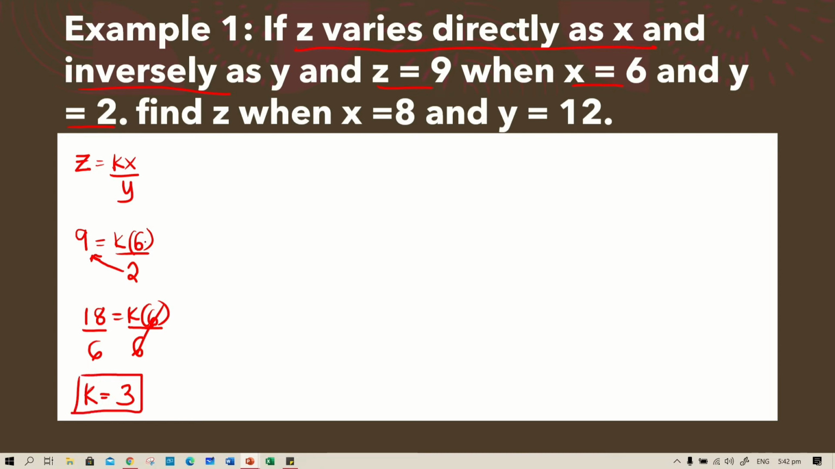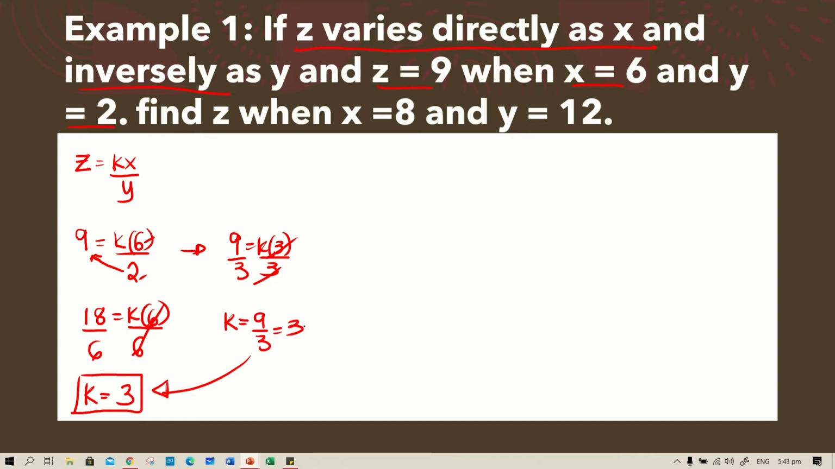Alternatively, notice that 6 and 2 here, we can also simplify this. So 6 divided by 2, that is equal to 3. Okay? So I'll just show you the other solution. So 9 is equal to k multiplied to 3. Then we divide both sides of the equation by 3. Then we have the same answer. K is 9 all over 3, which is equal to 3. Okay? So that's an alternative way of finding the value of k.